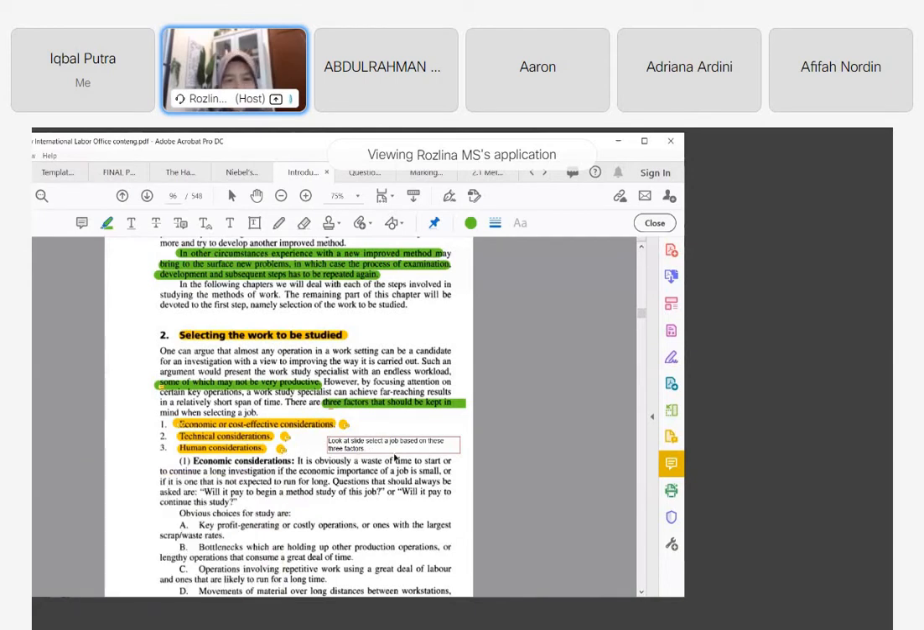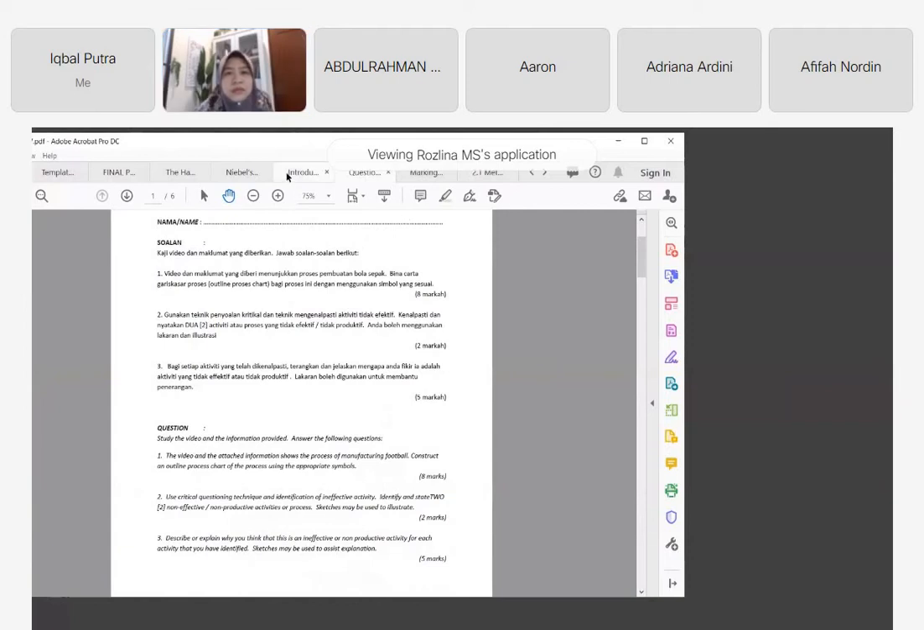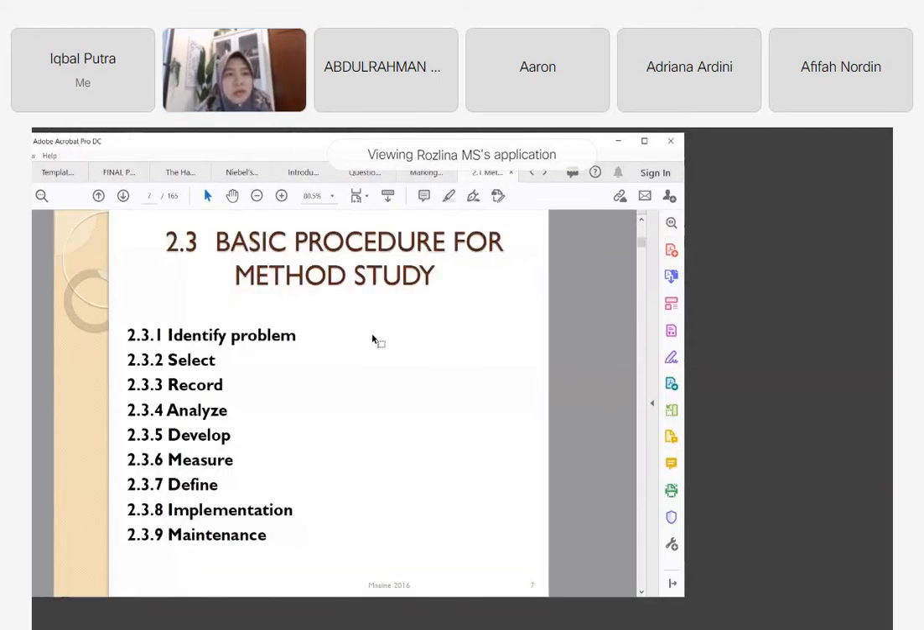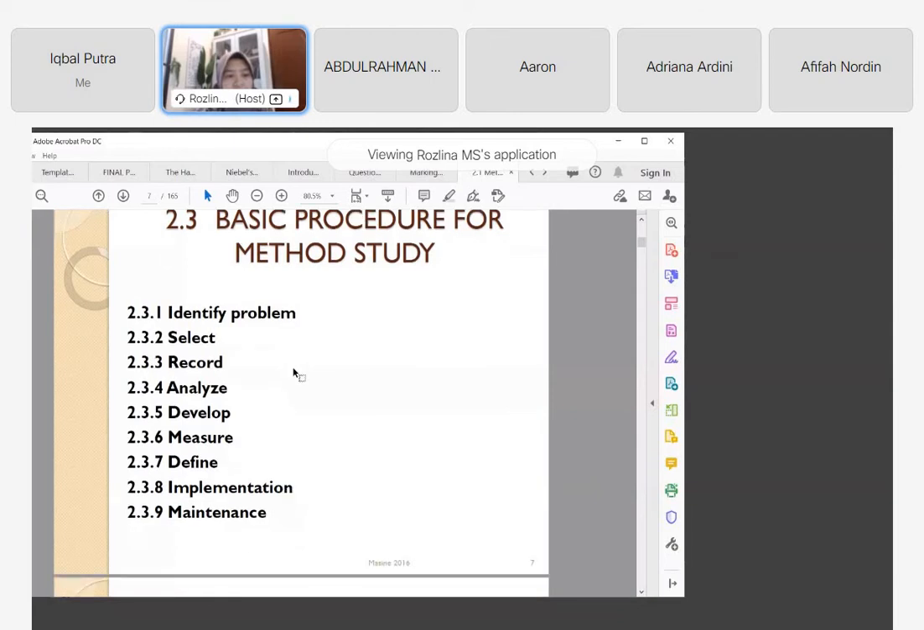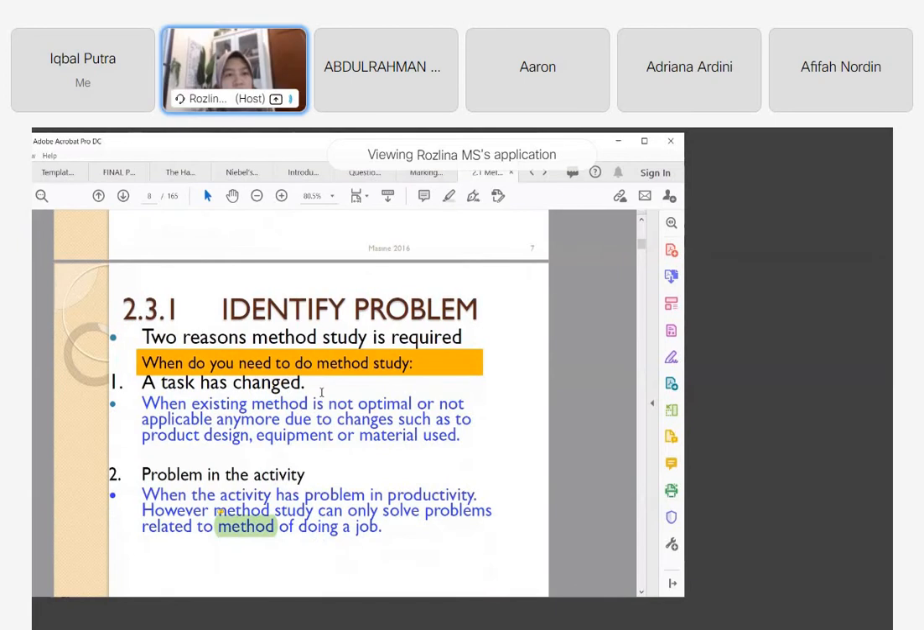Okay, we look at the slide. Okay, this slide. This has been explained. You have to identify problems and reasons method study is required. When do you need to do method study?